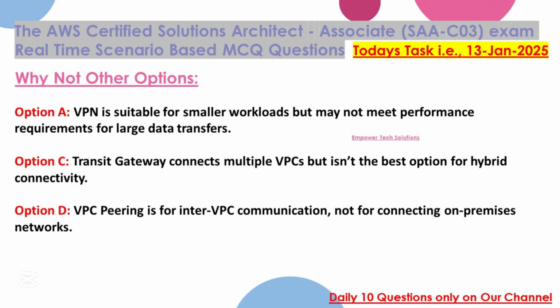Why not other options? Option A. VPN is suitable for smaller workloads, but may not meet performance requirements for large data transfers. Option C. Transit Gateway connects multiple VPCs, but isn't the best option for hybrid connectivity. Option D. VPC peering is for inter-VPC communication, not for connecting on-premises networks.